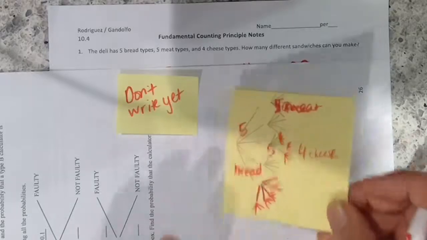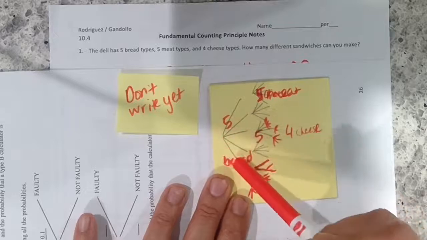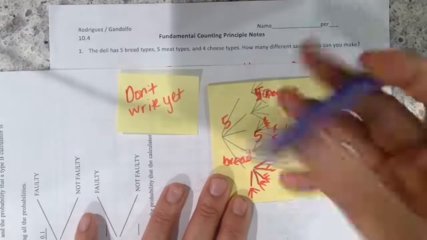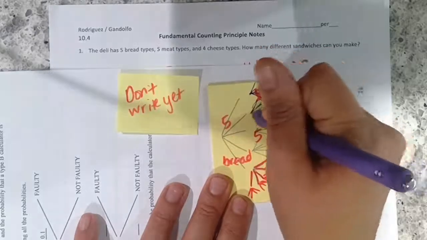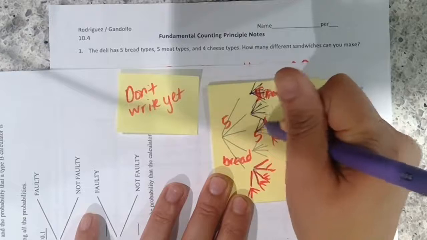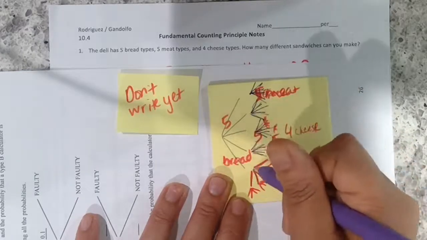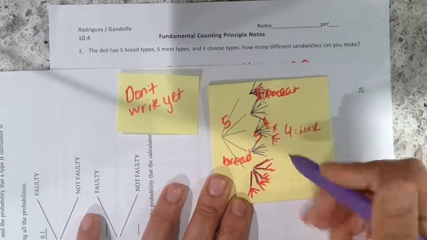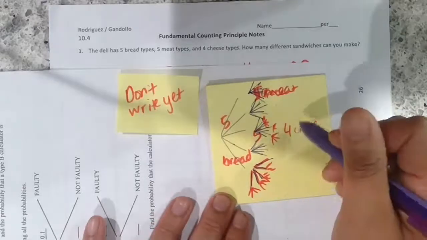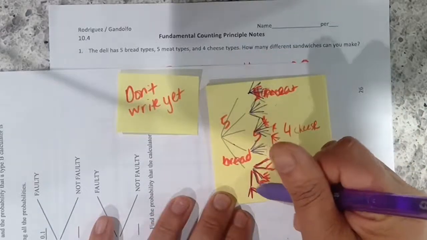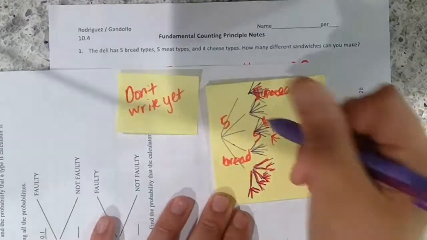Well, in this case, if I go to my favorite tree diagram, 5 bread types. Out of those 5, each of those get 5 meats. 1, 2, 3, 4, 5. 1, 2, 3, 4, 5. So I would do that to each branch. And then from there, you have 5 bread types, 5 meat types. Now you're going to have 4 cheese types. So each of those, 1, 2, 3, 4 cheese types. You guys can see that my diagram's super ugly. Okay, so we don't like that.